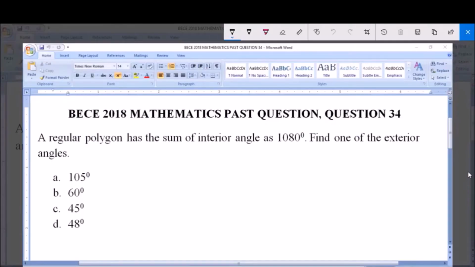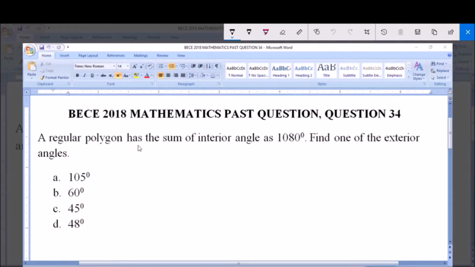Today we're going to be dealing with BECE 2018 Mathematics Past Question, question 34. A regular polygon has the sum of interior angles as 1080 degrees. Find one of the exterior angles. A 105 degrees, B 60 degrees, C 45 degrees, and D 48 degrees.